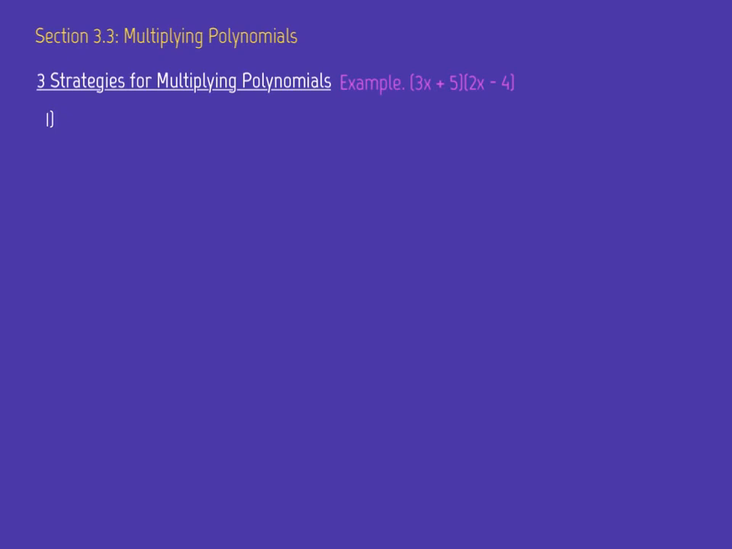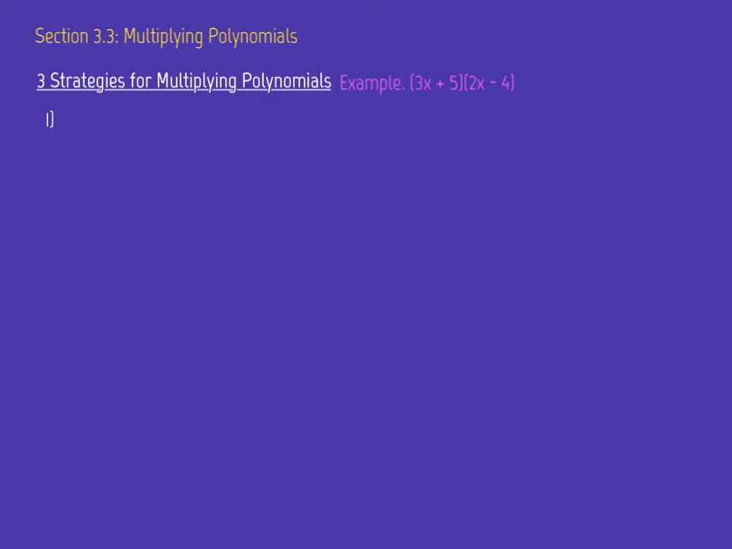This week's video is on section 3.3, which is all about multiplying polynomials. We're going to start by looking at the 3 strategies for multiplying polynomials. In order to do this, I chose one example that we're going to use for all 3 strategies. That example is over here. We have 2 binomials multiplied together, 3x plus 5 times 2x minus 4.